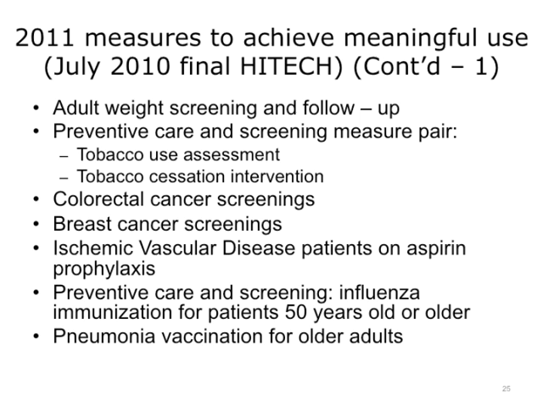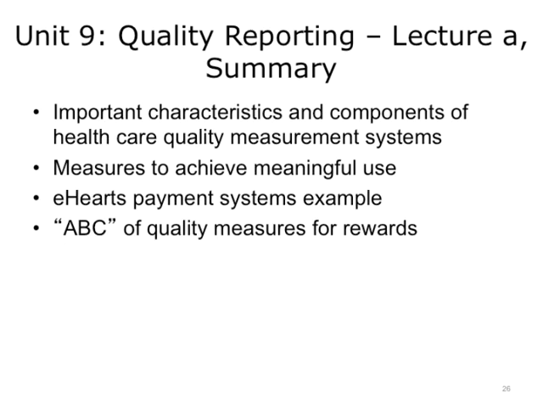This is the end of our lecture on quality reporting. In conclusion, this unit has identified and described the important characteristics and components of healthcare quality measurement systems. In addition, we discussed measures to achieve meaningful use and provided example on Health eHeart's payment systems. Finally, we described in detail the ABC of quality measures for rewards. As you can see, quality measures are important because it provides key metrics on how to integrate, track, and use EHRs.